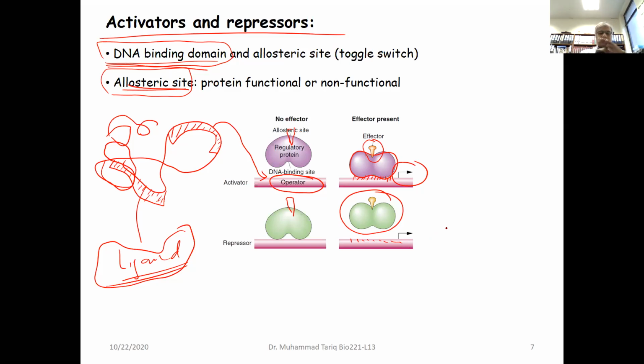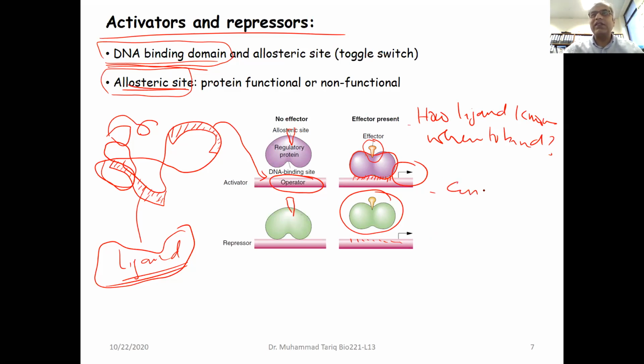Yes, sir. I have another question though. How do the ligands know that they have got to come and attach to this specific site? Is there any signal or what? And also, does the concentration of ligands have an effect? Very good question. So, two questions. How does the ligand know where to bind? And second is the concentration effect.